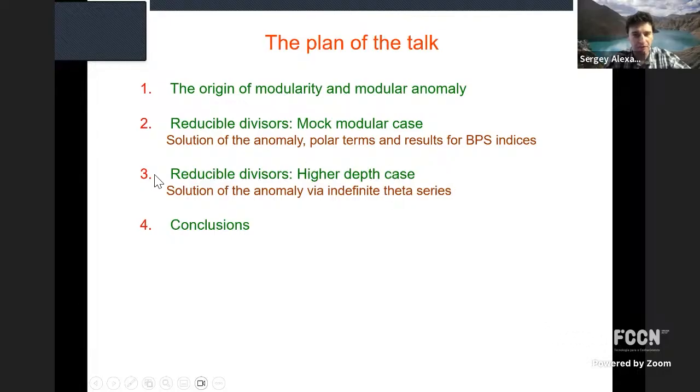In the second part of my talk, I want to consider an even more complicated case of arbitrary D4-brane charge, where we still cannot find the polar terms and the corresponding BPS indices, but at least I'll show you how one can solve the modular anomaly in such a situation.